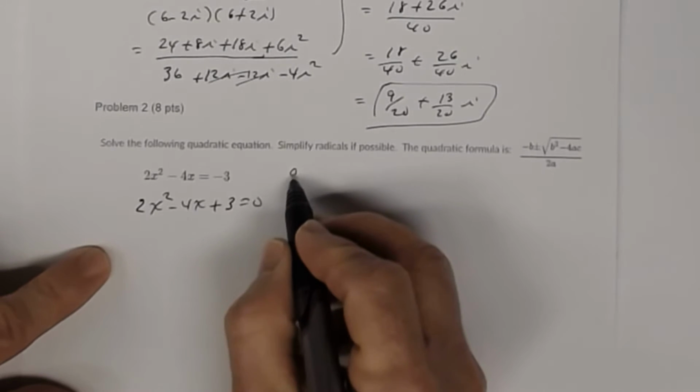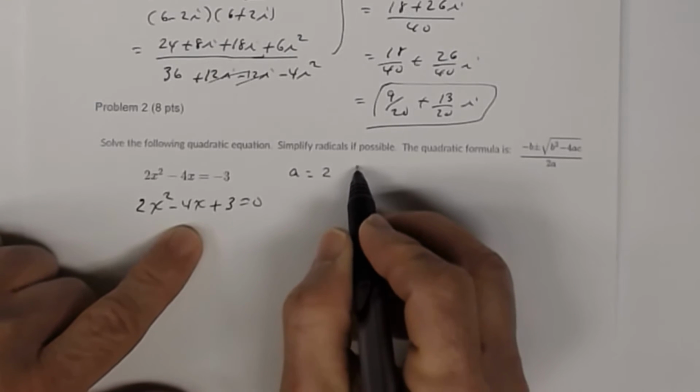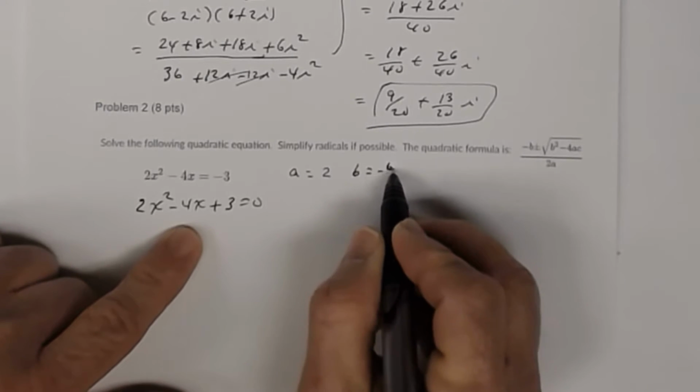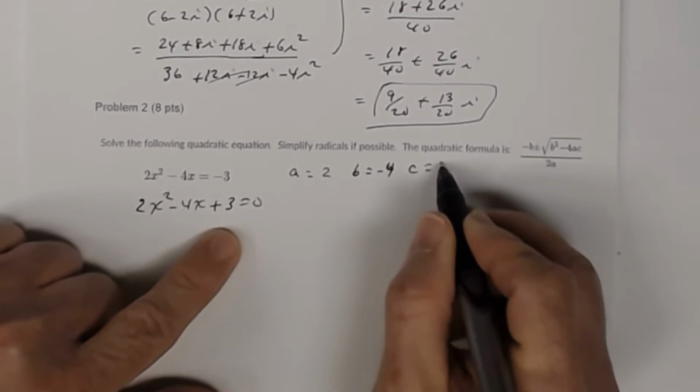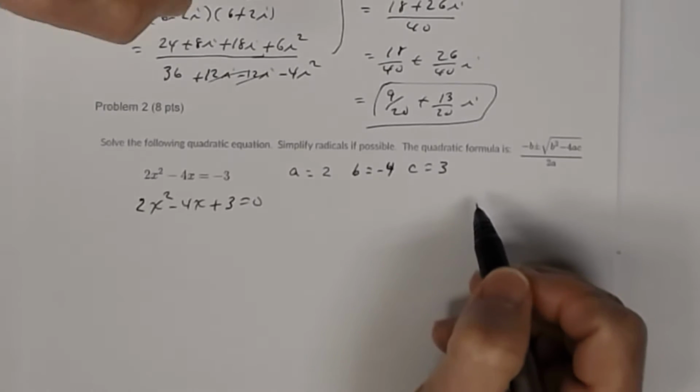So now a is the coefficient of x squared, so a is 2. b is the coefficient of x, so that's negative 4. And c is your constant, and that's 3. And I'm just going to go ahead and substitute this information into the formula.